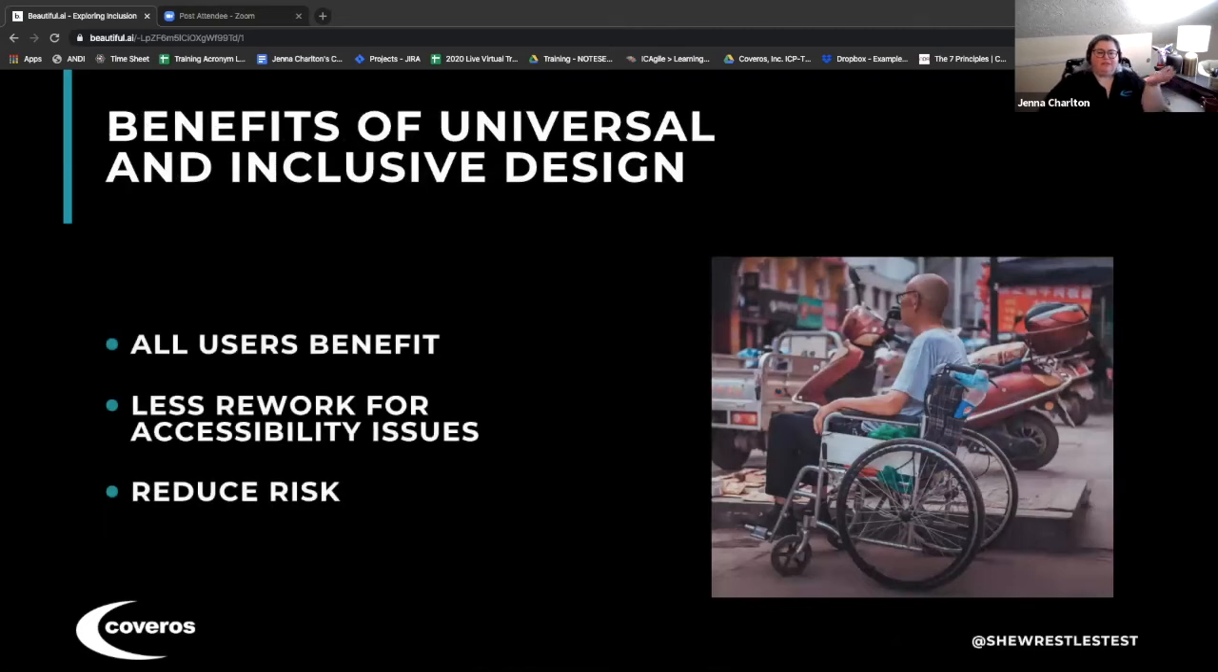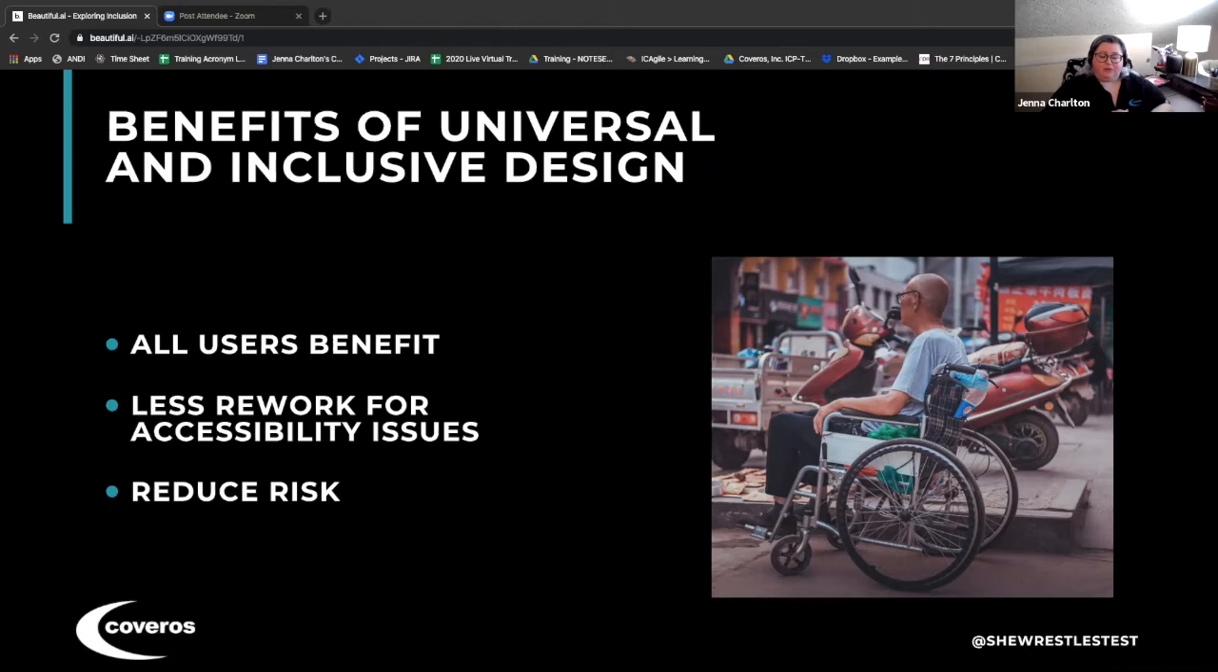So, some benefits of universal design and inclusive design. All of our users benefit when we're thinking about disability first, when we're building for disability first. There's less rework if we're thinking about inclusion and if we're thinking about our disabled users before we really start building our application. And of course, less rework means less cost, means getting our work through faster, means meeting our goals better. And we're reducing the risk.